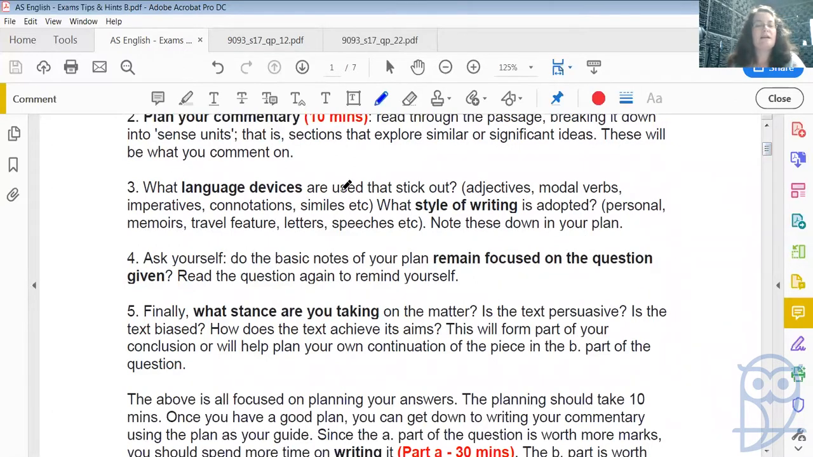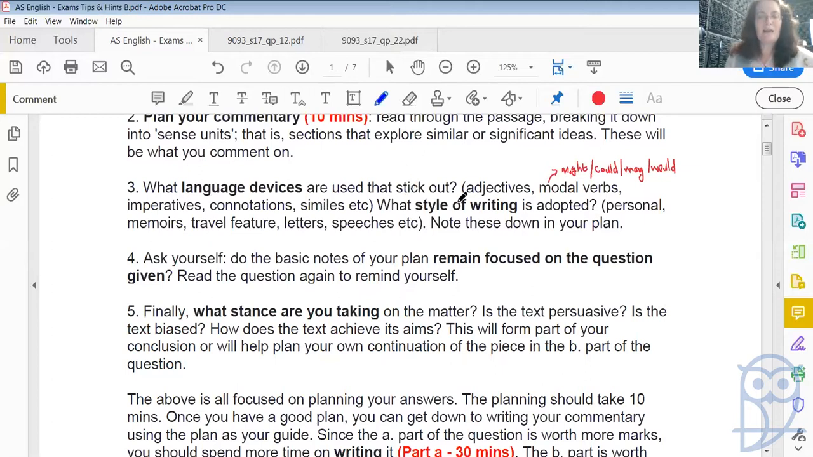What language devices are used that stick out in the passage? Are there adjectives? Are there modal verbs? Modal verbs are things that suggest possibility or ask for permission, things like might, or could, or may, or would. Okay, these kind of things are modal verbs. Are they there? If so, why? Imperatives or command words, connotations, similes, etc. So if something sticks out, comment on it.